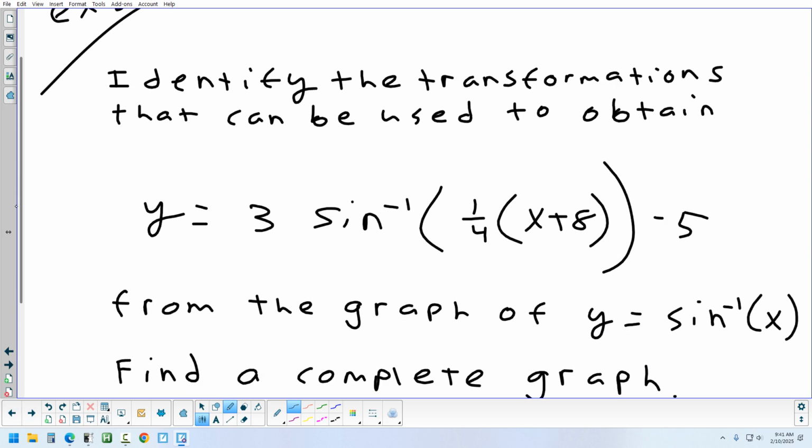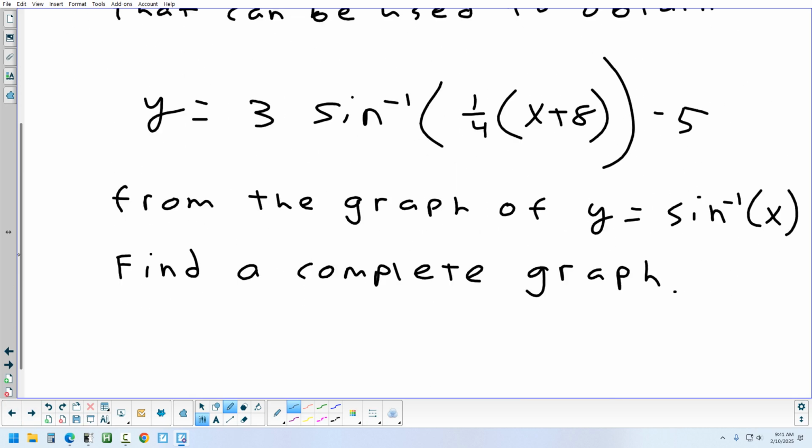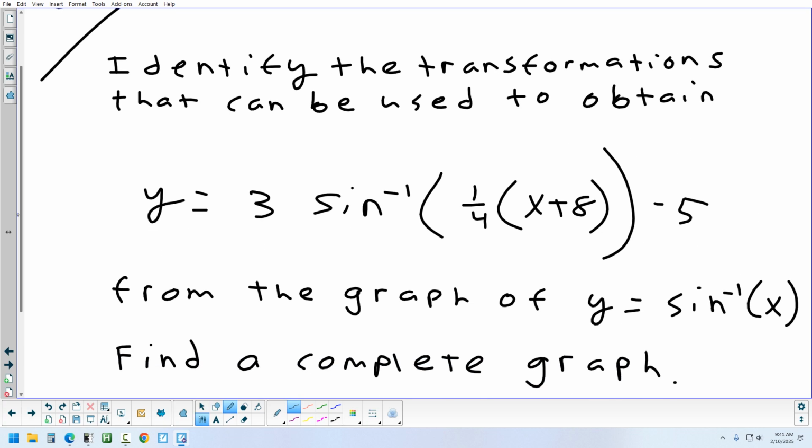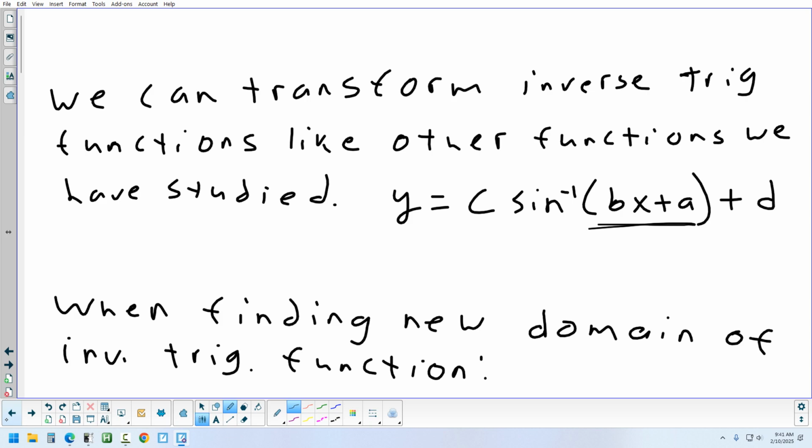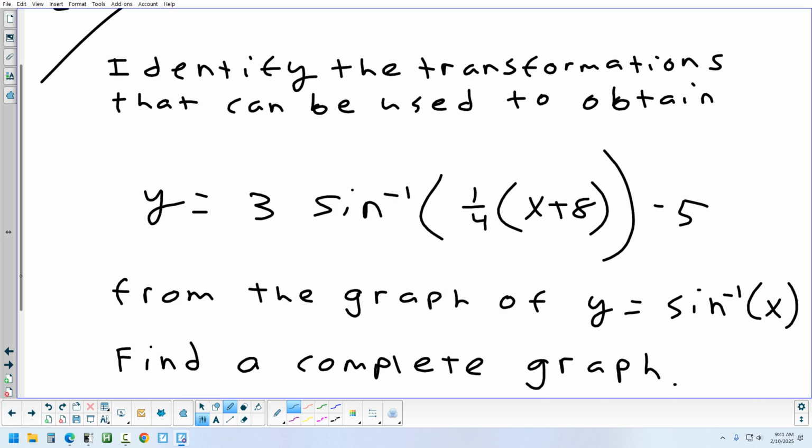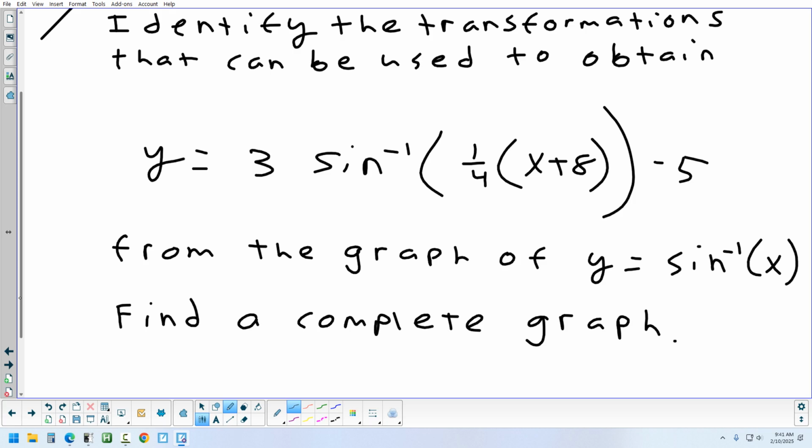All right, so now they do not want the domain and range. Just list all the transformations. The way it's written doesn't quite match up with what I gave you. We would have to do a step first. What do you think we would need to do first so that this matches the format I gave you? Distribute the 1/4 to the x plus 8. Let's just take care of that. So now the middle looks like that. Okay, 1/4 x plus 2.